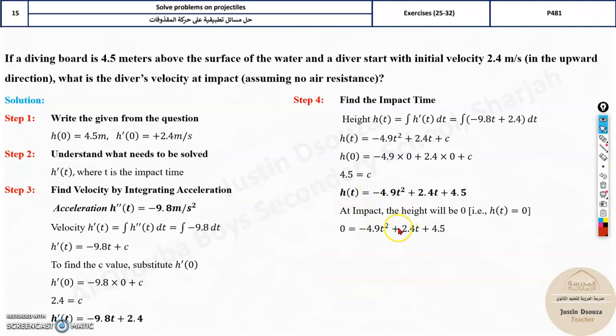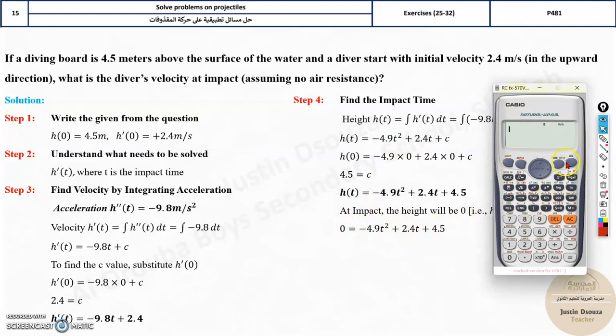Now you can solve this as a quadratic equation. All you need to do is put it in the calculator and solve. If you do not remember this, just take out your calculator, press mode 3. This is how you solve quadratic equations. Now over here, you just put in the coefficients: 4.9, which is before x squared. Over here, x is not there, it's t squared, it's fine. Then we have 2.4, and lastly we have 4.5, and the values of the equation are over here.